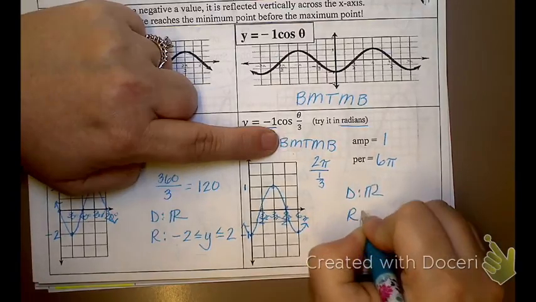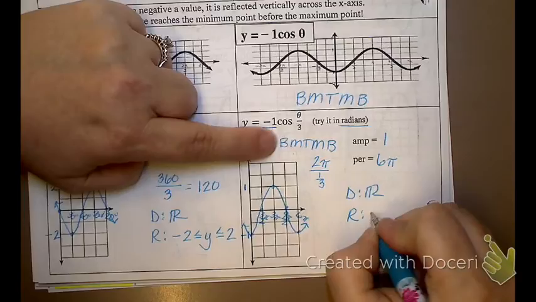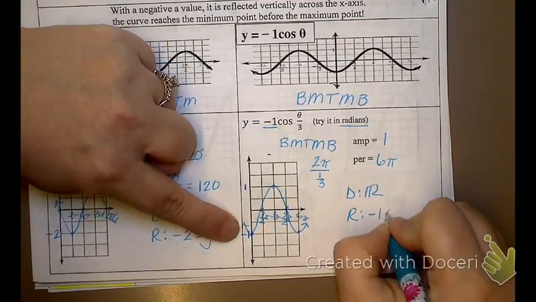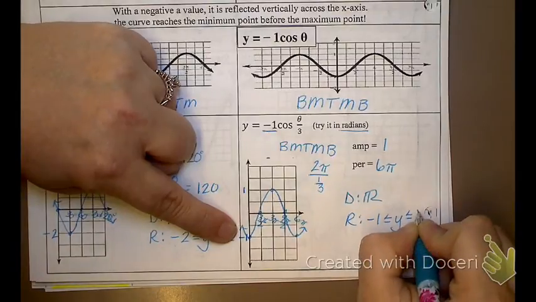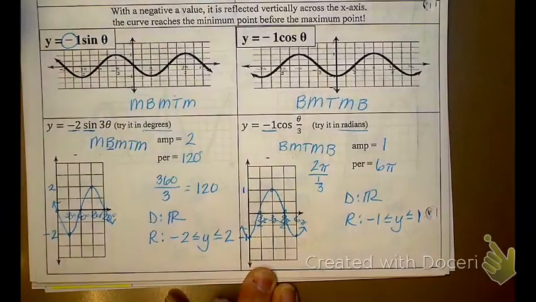Our range is, we're bouncing back and forth between -1 and +1. So -1 is less than or equal to y, which is less than or equal to +1. So, let's turn the page.